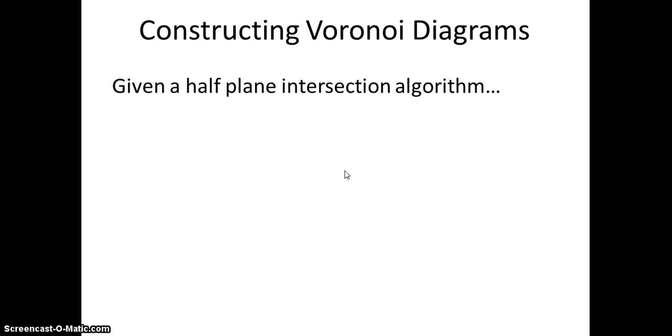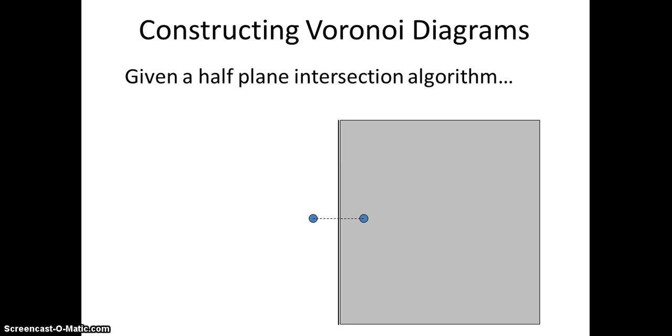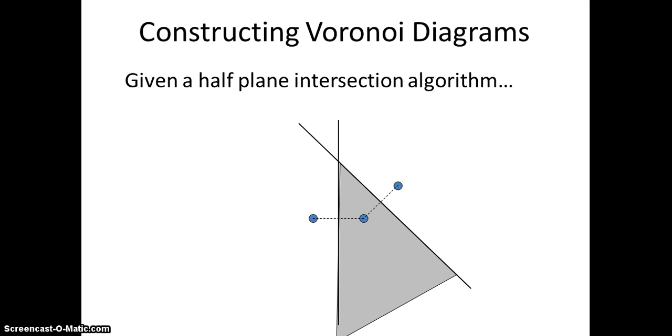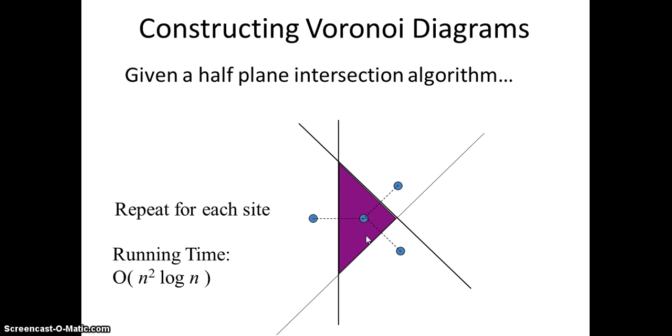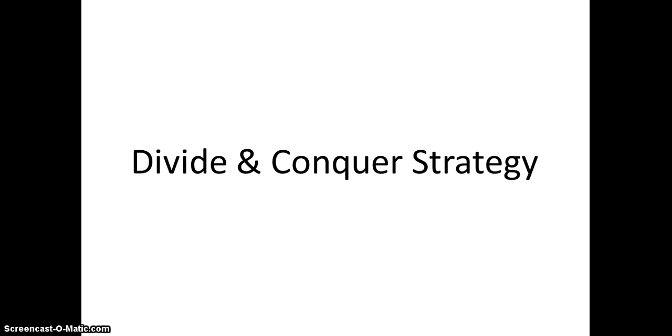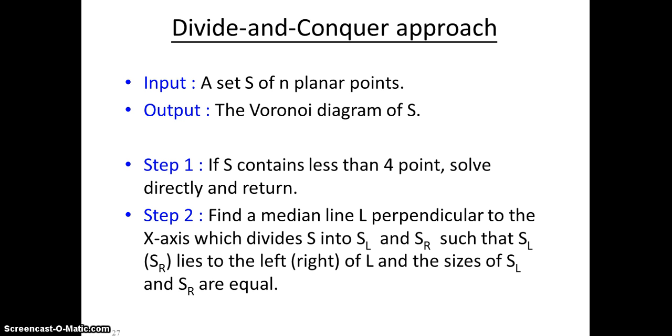There is another construction example. It will again result in a bounded cell. We can repeat this for each side, with a running time of big O of n square log n. Again, there is another divide and conquer strategy which can result in a Voronoi diagram. Let us see.